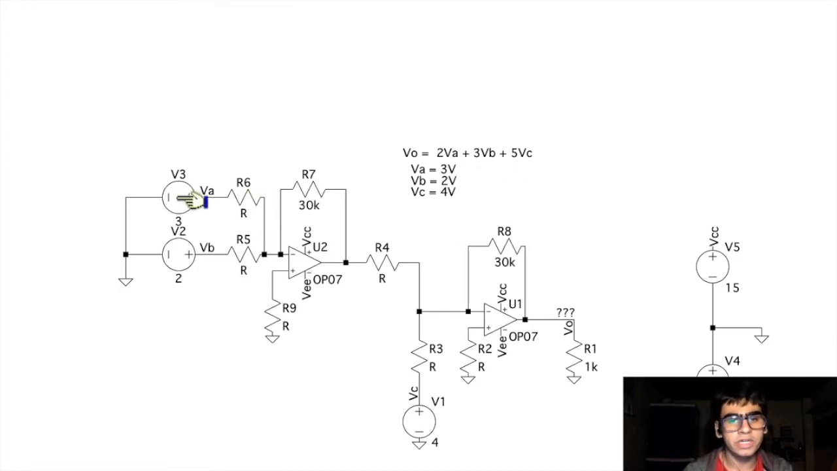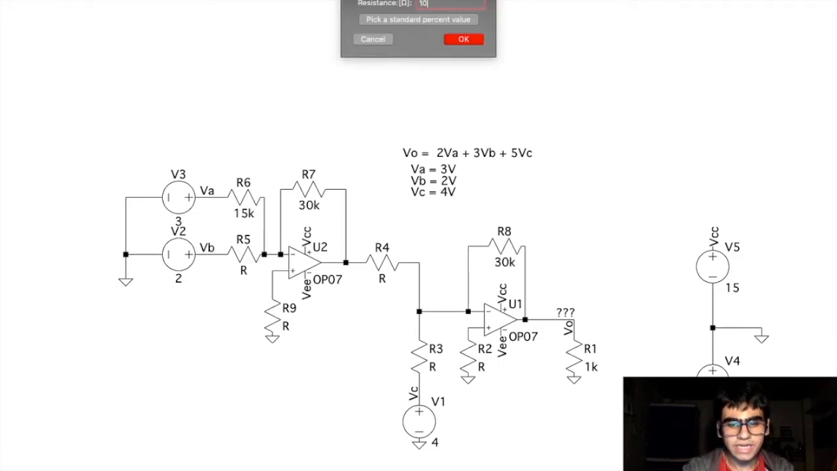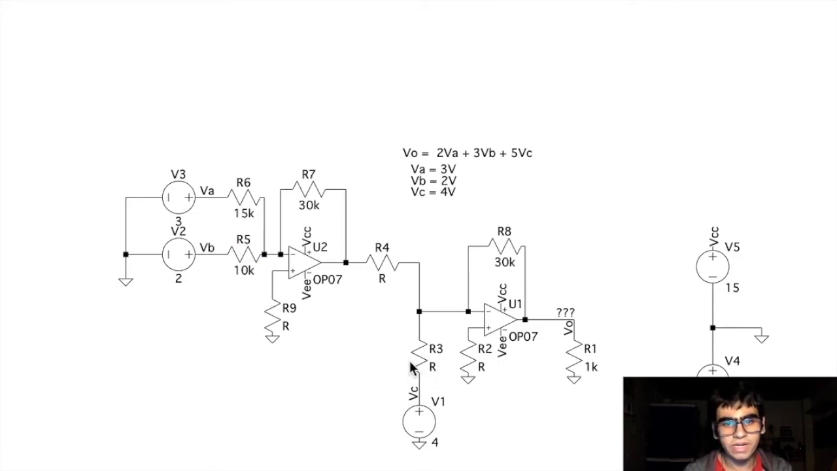So for the input resistance for VA, I'll divide the feedback resistance value by 2 and make this 15K. The resistor at VB will become 10K. The resistor at VC will become 6K. This resistor in the center will have the same value as the feedback resistances. Finally, for the Rom resistors, their value will be the parallel combination of all the resistors connected to the particular op-amp, which is the feedback resistance and the input resistances.